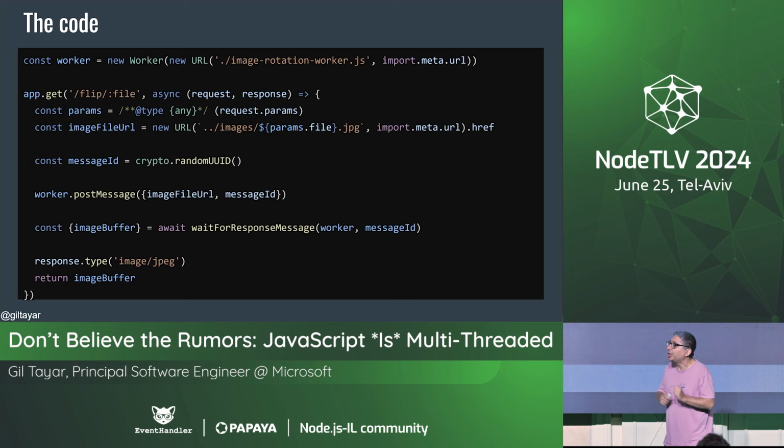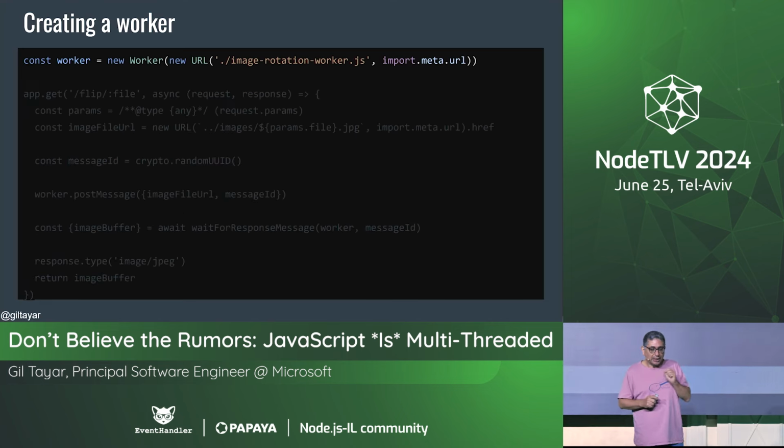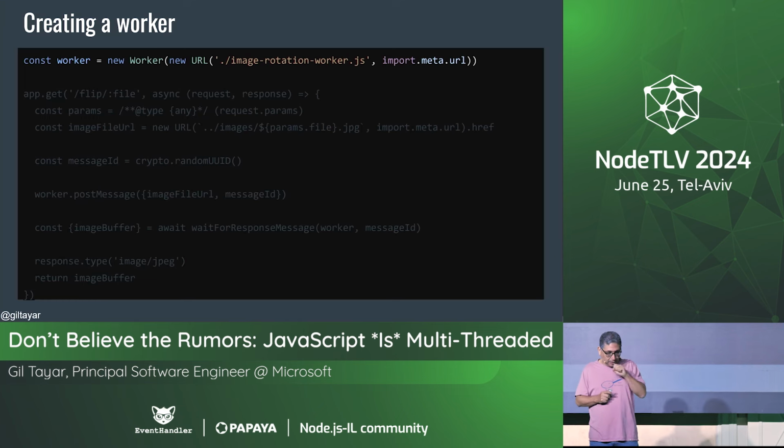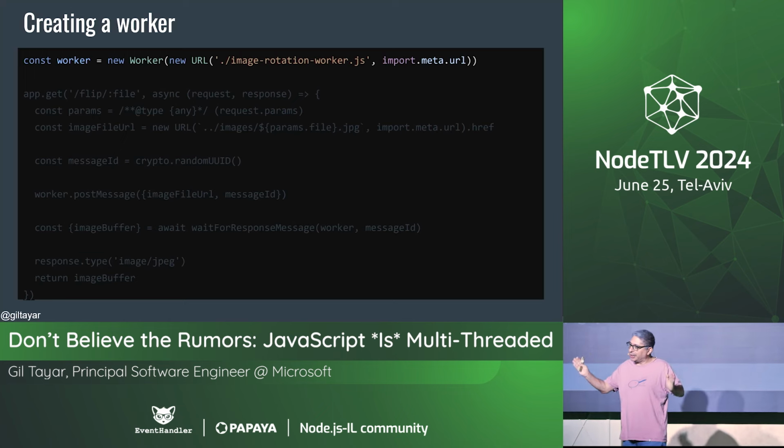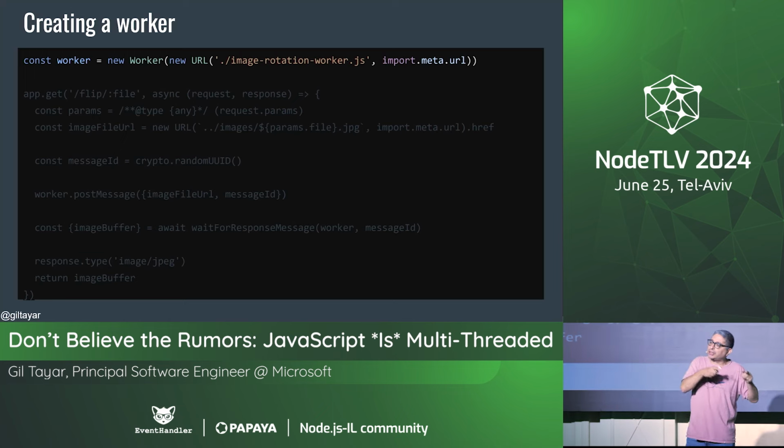Let's look at the code using web workers. Same code. So we create a worker using new Worker, easy. Again, we give it a JS file. The JS file is what the worker thread runs. And now it's really running on another thread. So image-rotation-worker.js, which we'll see in a second, is running on another thread.